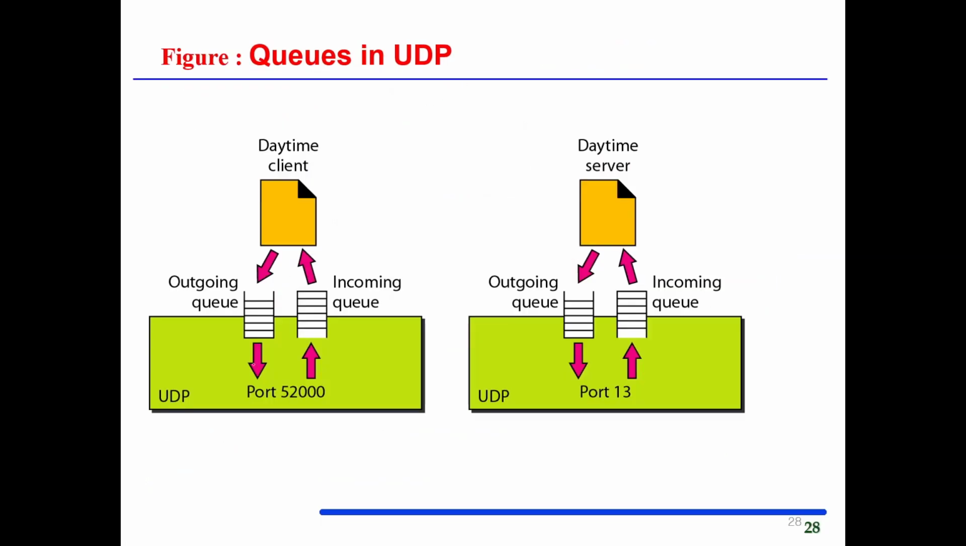So this is the queuing of the UDP. In the diagram, the client and server interact. The client requests something, and all the requests will have some port numbers. Each process will have a port number. All those port numbers will be sent to the server.